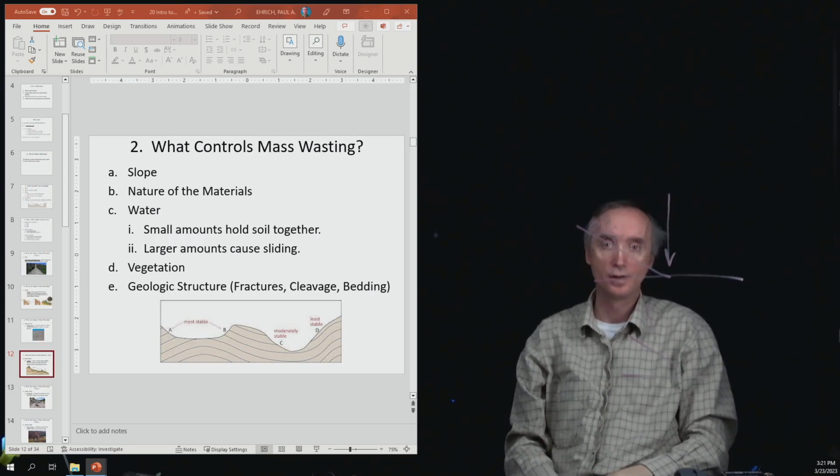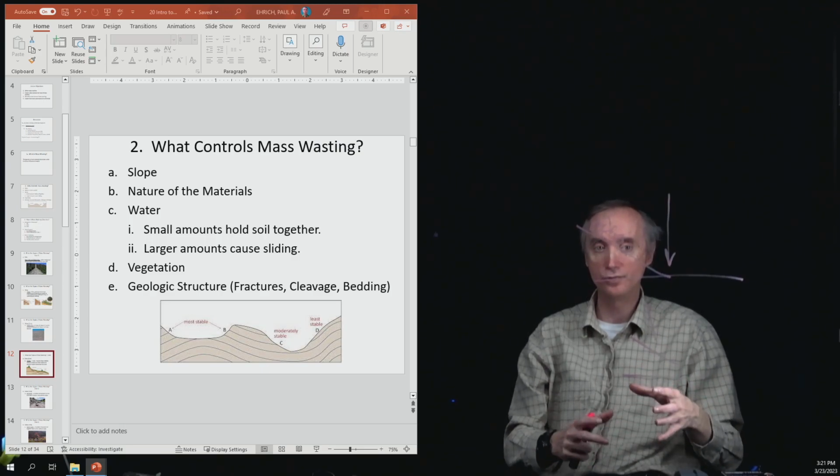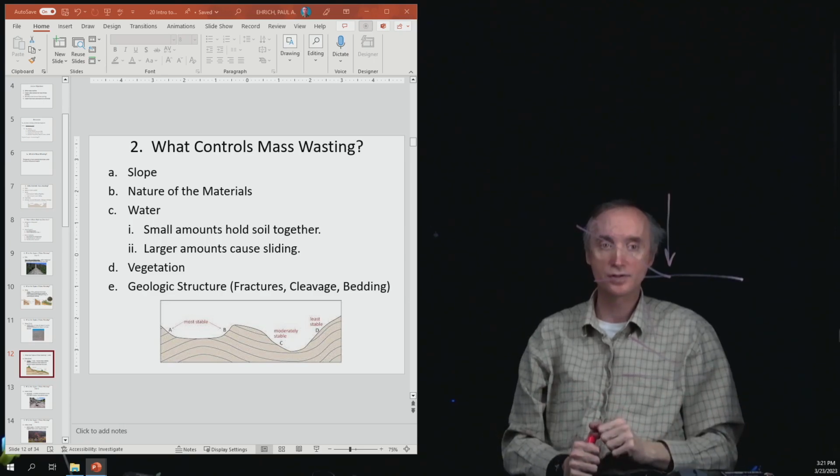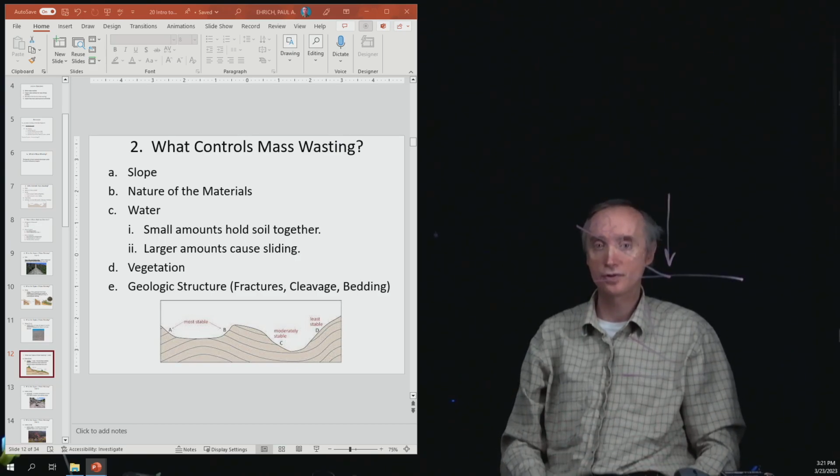Okay, what about vegetation? So vegetation has roots, and those roots can help hold things together and make it less likely that stuff will move downhill. Okay, what about the geological structure?